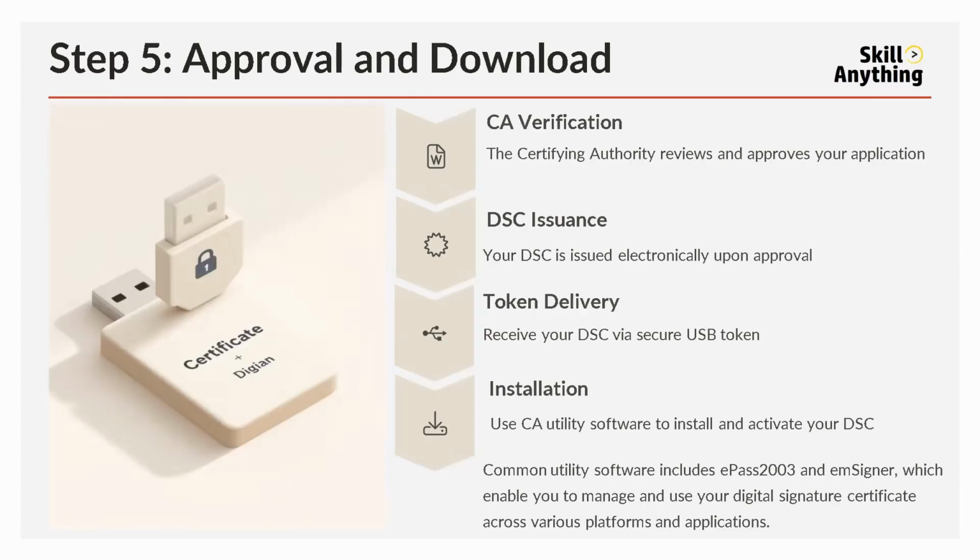You will receive a secure USB token to store your certificate. Then use a tool like ePass 2003 or EM Signer to install and activate your DSC on your computer. Once you get the DSC approval and your certificate, you have to download ePass 2003 or EM Signer, which are the most commonly used tools.